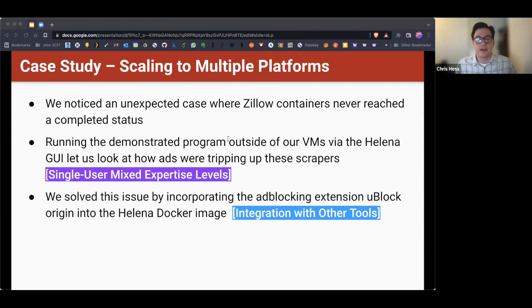And while we were building out our expanded system, we did notice an unexpected case where Zillow containers never reached a completed status. And running the relevant scraper program outside of our virtual machines in the Helena GUI let us watch what was causing our programs to stall, at which point it became clear that ads for content other than vacancies were failing to load. This informed our guideline about designing for users with mixed expertise levels, while also providing another example of how Helena's easy integration with other tools helped us overcome new obstacles encountered while growing our project.